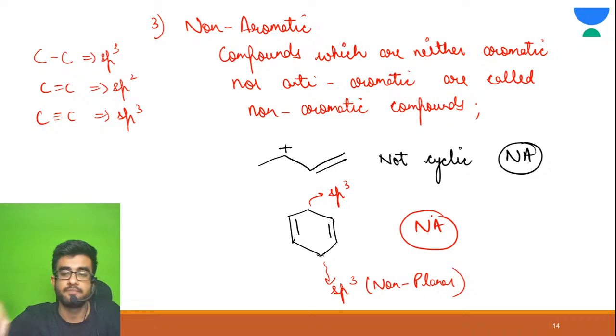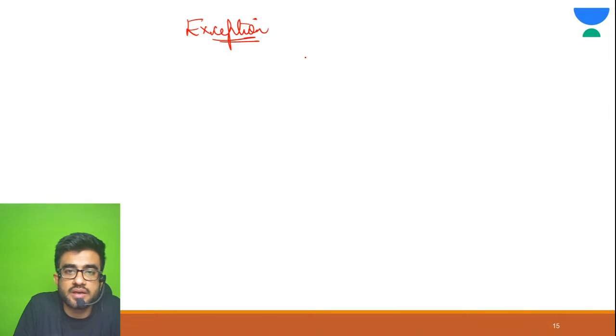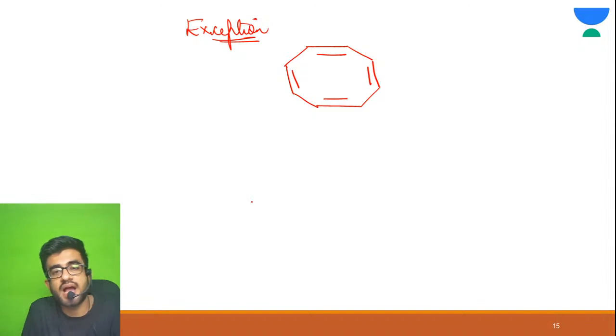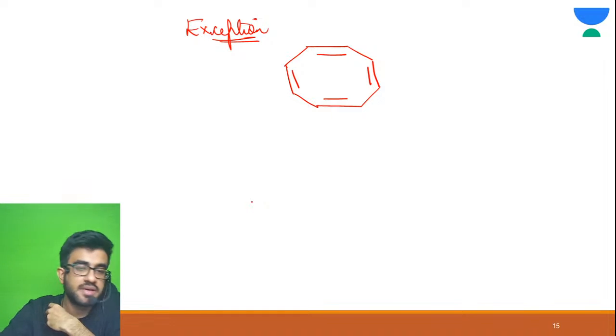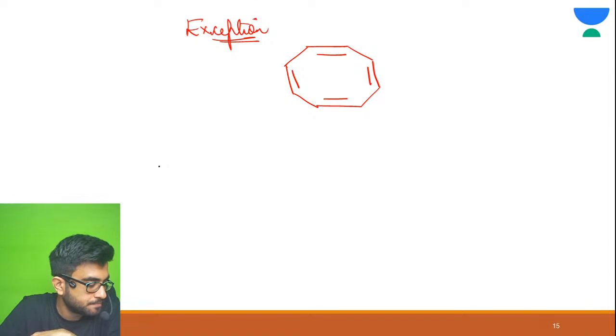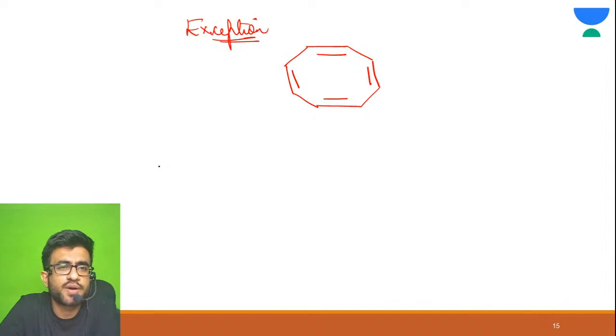Great, great, great. Alright. Now let me give you one exception of this. Exception is this. This is your exception. Now tell me how many pi electrons it has, and according to you, it should be aromatic or anti-aromatic or non-aromatic. Tell me. According to your knowledge, I will tell you what is the exception here. Just tell me according to your knowledge what it should be.